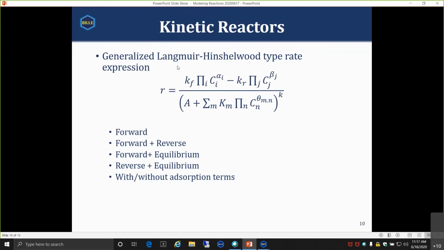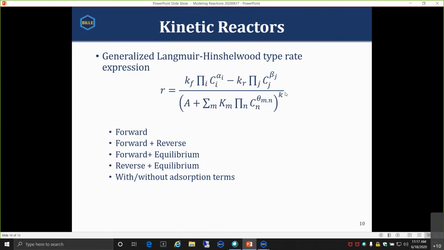This setup can model just a straightforward reaction. It can model a forward and reverse reaction. It can model a forward plus equilibrium. So rather than having an actual reverse rate constant, you have a forward rate constant and an equilibrium constant. You can do reverse plus equilibrium. So you have an equilibrium constant and the reverse reaction rate constant. You can have any and all of these with or without the absorption terms.